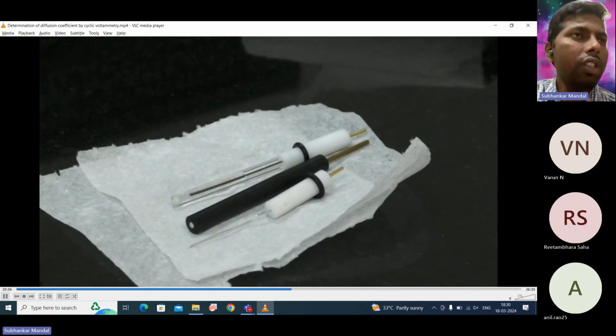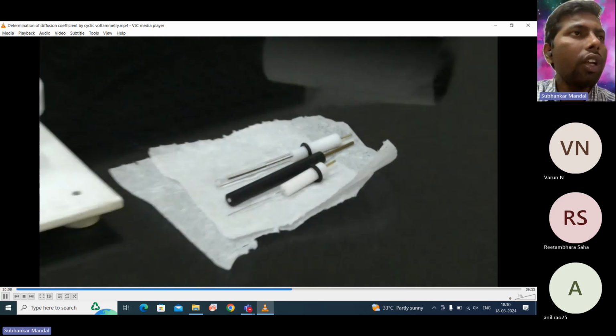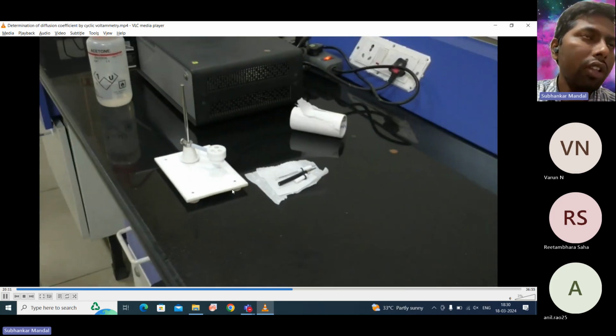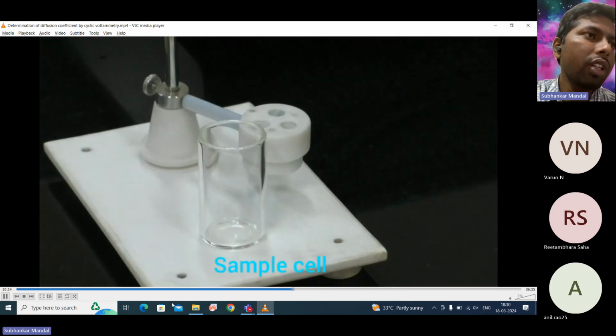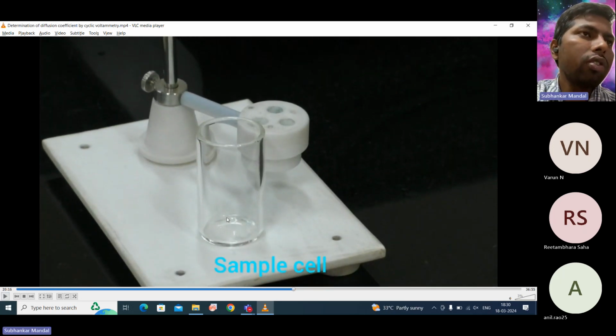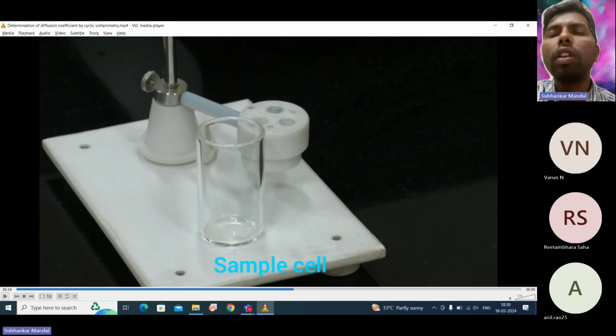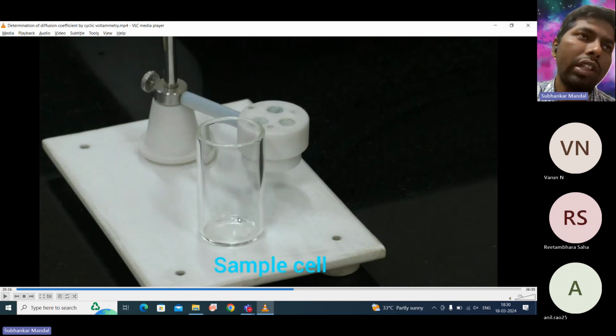Now, this is the electrochemical cell, whatever we have shown and discussed in the class. So this is the electrochemical cell. You can put your sample or electrolyte here, and this is your cap.